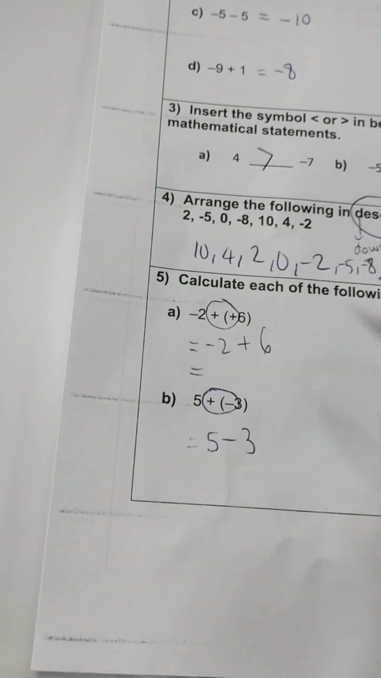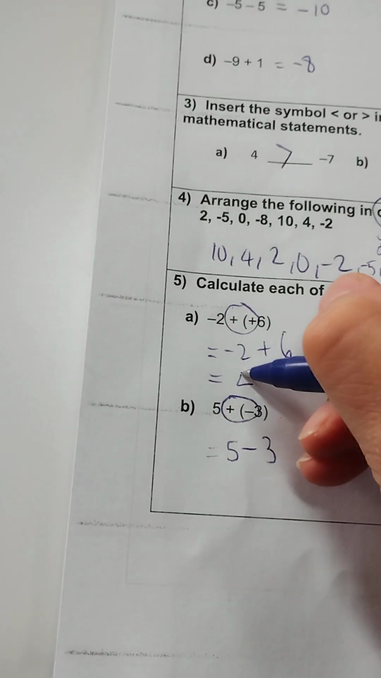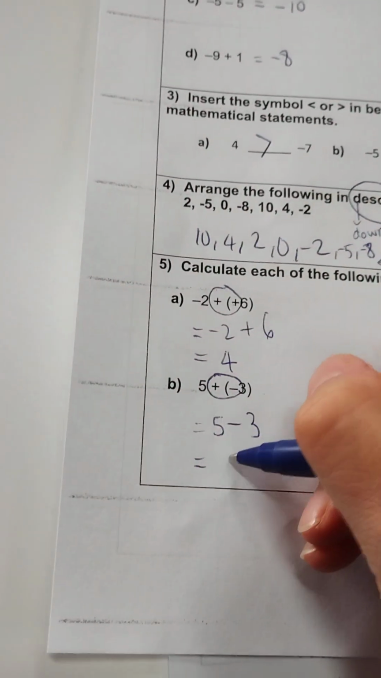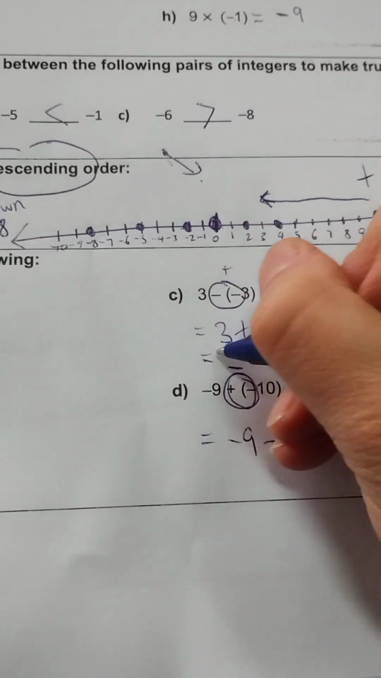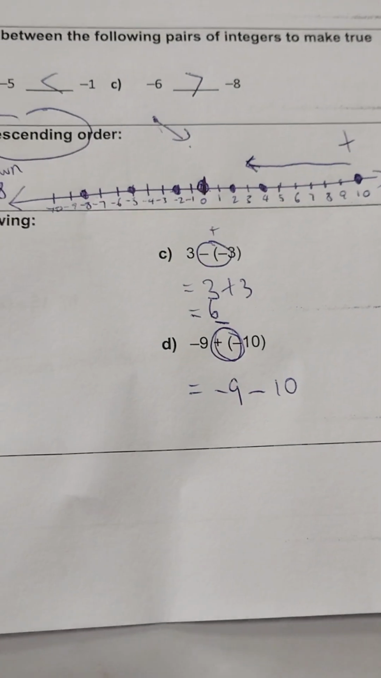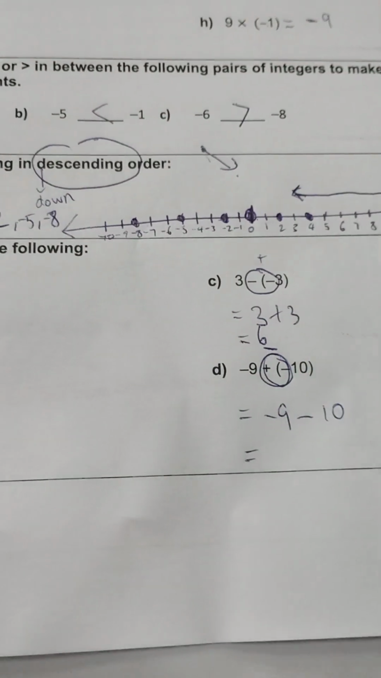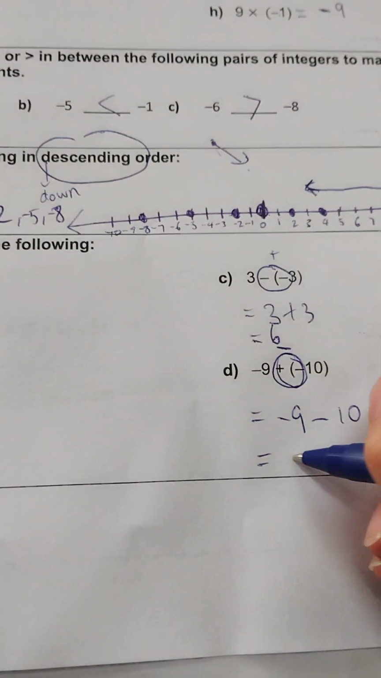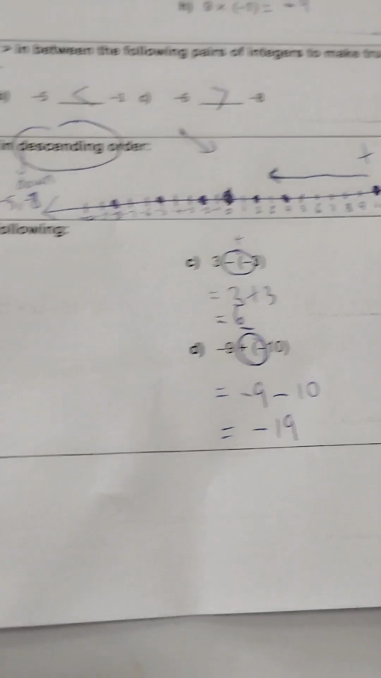And now we just work it out. Negative 2 plus 6 is positive 4. 5 take away 3 is 2. 3 plus 3 is 6. And negative 9 take away 10. So that's 10 plus 9, which is 19, but on the negative end. And there we go.